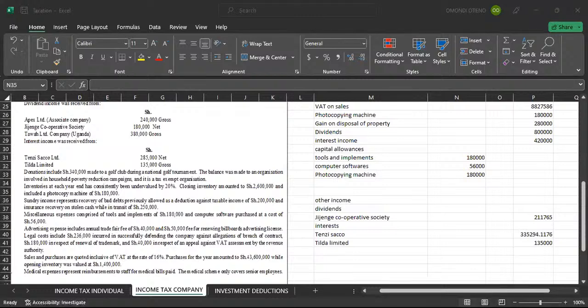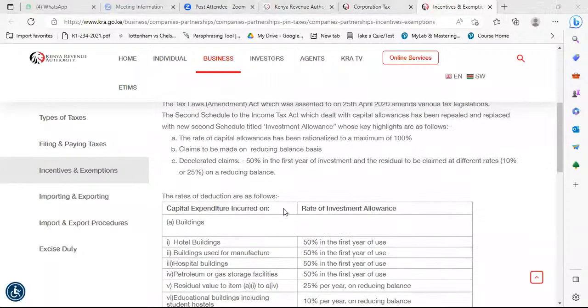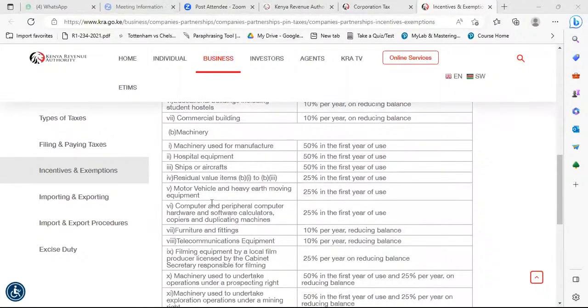So I believe you are able to check using the link which we shared yesterday. But I can still show you that scale here. So that's what we have. Let's look at this scale. So we have rates of deductions are as follows. We have capital expenditure incurred and the rate of investment allowance. So we have buildings there. We are looking for computer software.